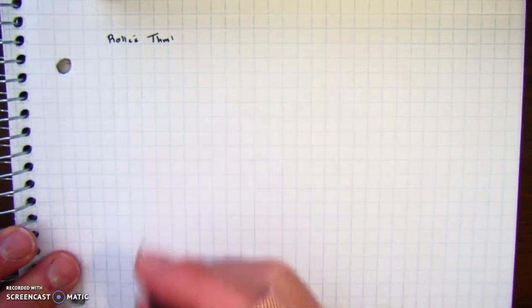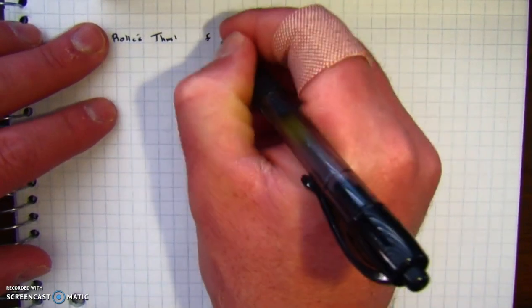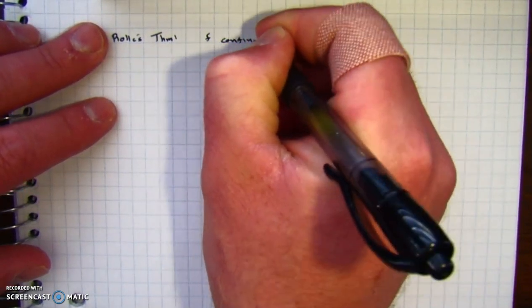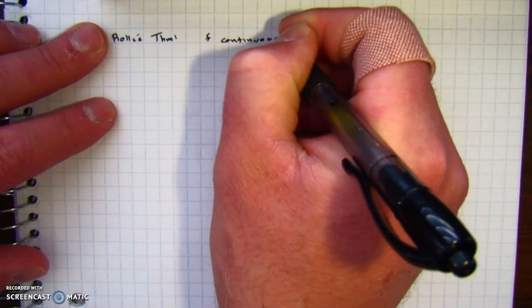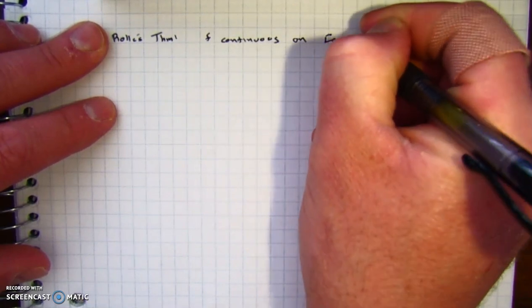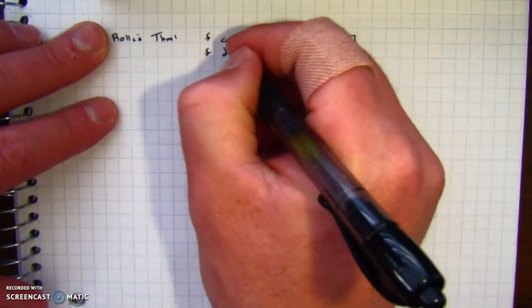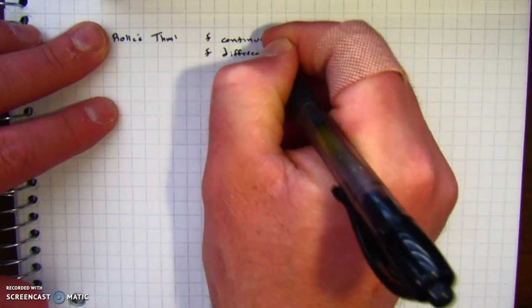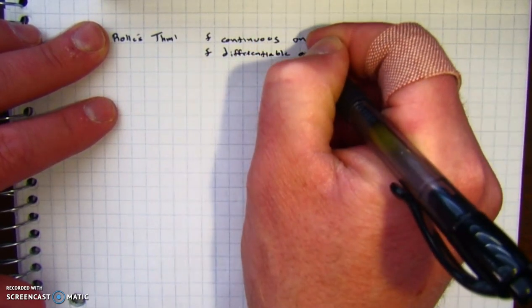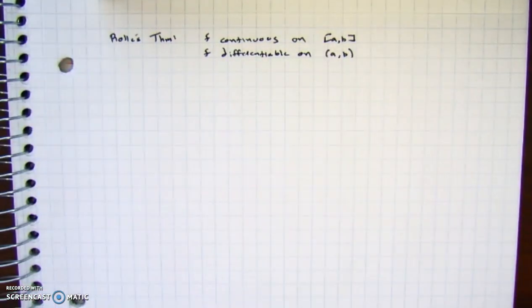For Rolle's theorem, we're going to have two different criteria that we're going to have met. The first one is that the function has to be continuous on the closed interval [a, b]. And then it has to be differentiable on the open interval (a, b). You'll see that this will make sense as we start looking through the theorem.